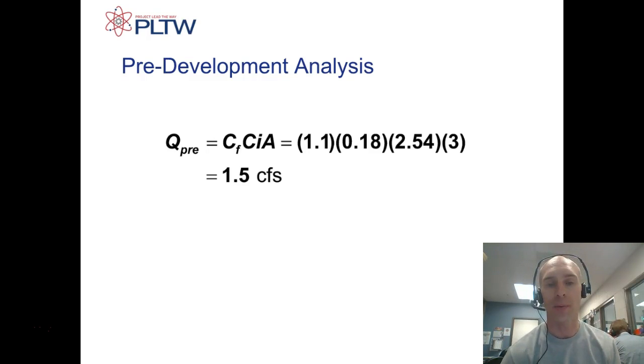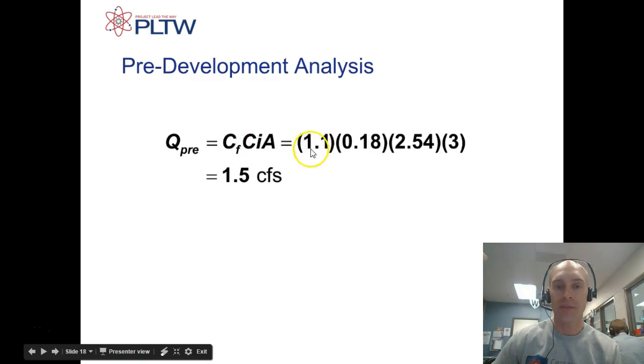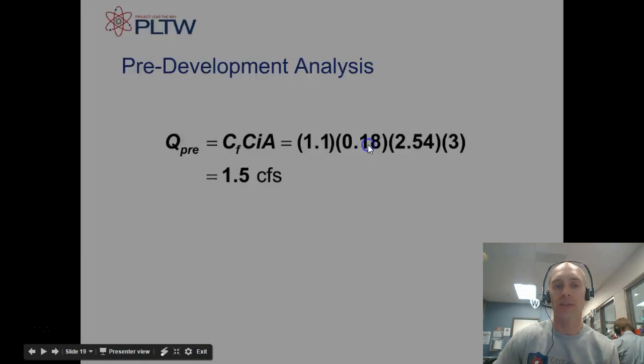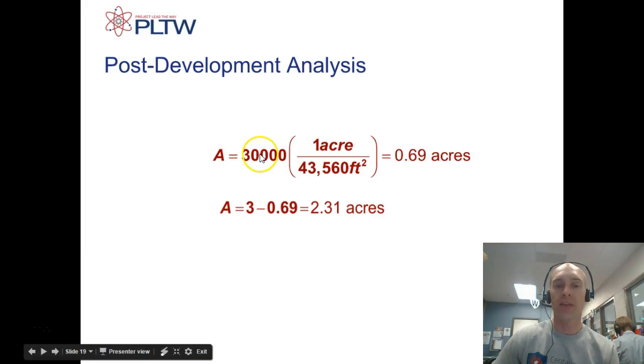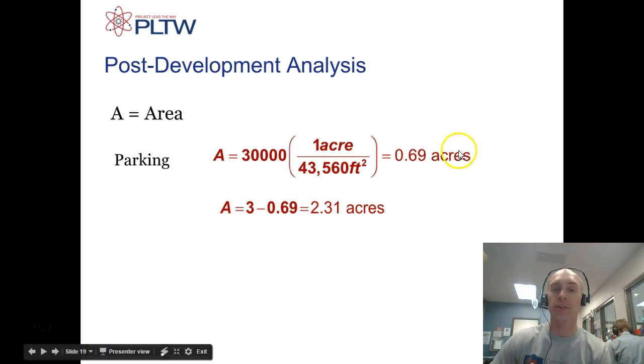That's not the end of this problem, because you have to do pre-development and post-development. So post-development, you still have the same CF. It's still a 25-year storm. You still have the same intensity, but the acreage and your runoff coefficients are going to be slightly different. So 30,000 square feet, if 1 acre is 43,000, is 0.69 acres. So I have 0.69 acres of asphalt, and the leftover is 2.31 acres of farmland. So now I have to do 2 separate problems. I have to do a runoff coefficient for asphalt, using this as my area, and a runoff coefficient for farmland, using this as my area.